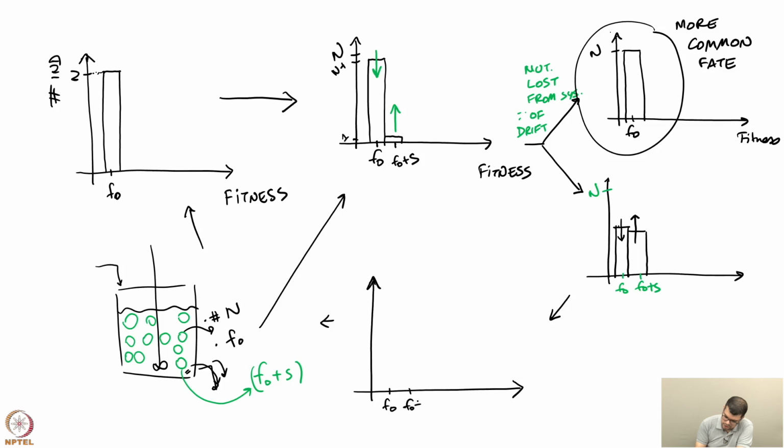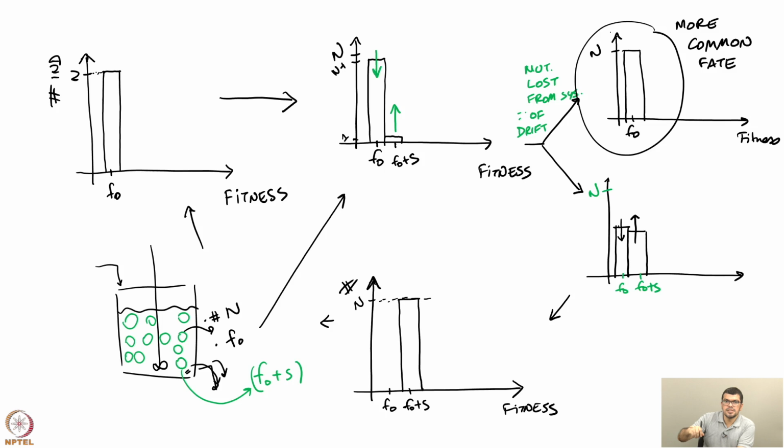This fate is going to be represented by the following change in the graph, that I have F naught and F naught plus s. This is fitness and this is numbers, and now there are 0 individuals at F naught, and there are N individuals at fitness F naught plus s.